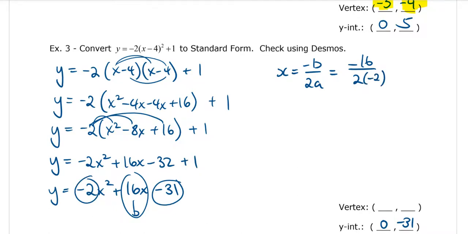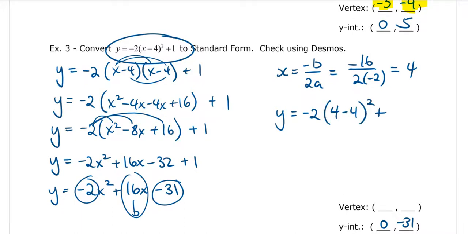So 16 divided by 4, which is 4. Two negatives make a positive, so x is positive 4. And then the y value of my vertex, if I put this back into the equation, would be... I'll use the equation they gave us in the question here. So negative 2 times 4 minus 4 squared plus 1.